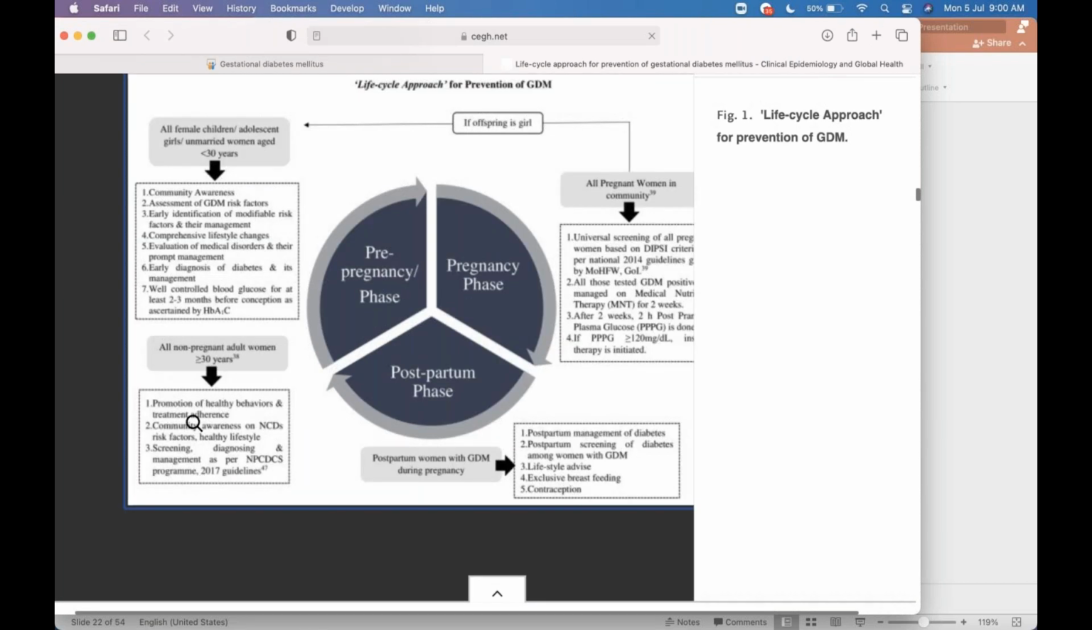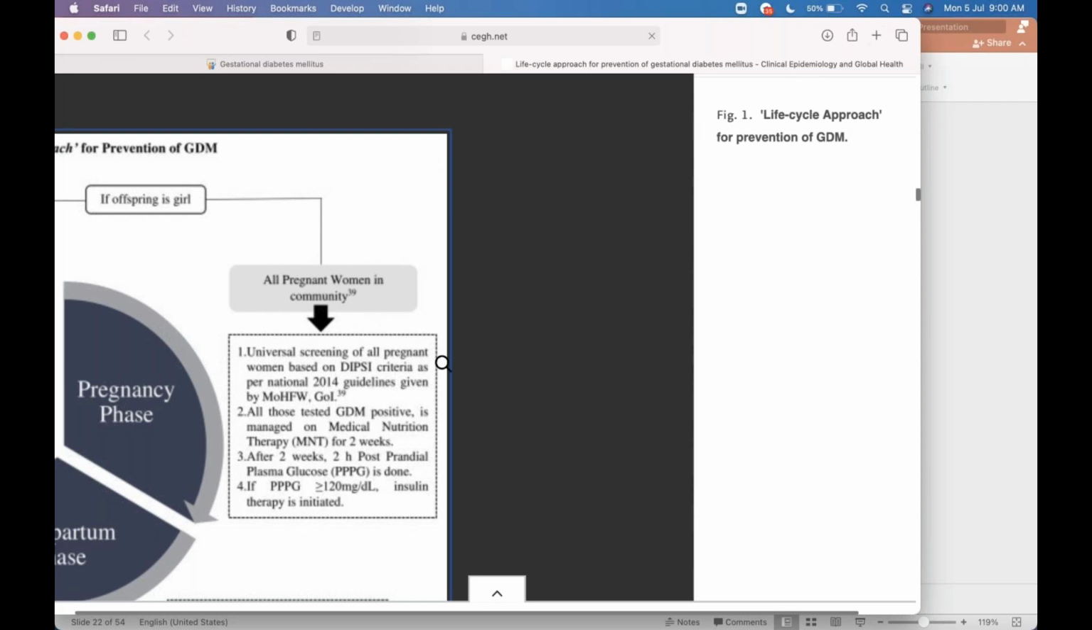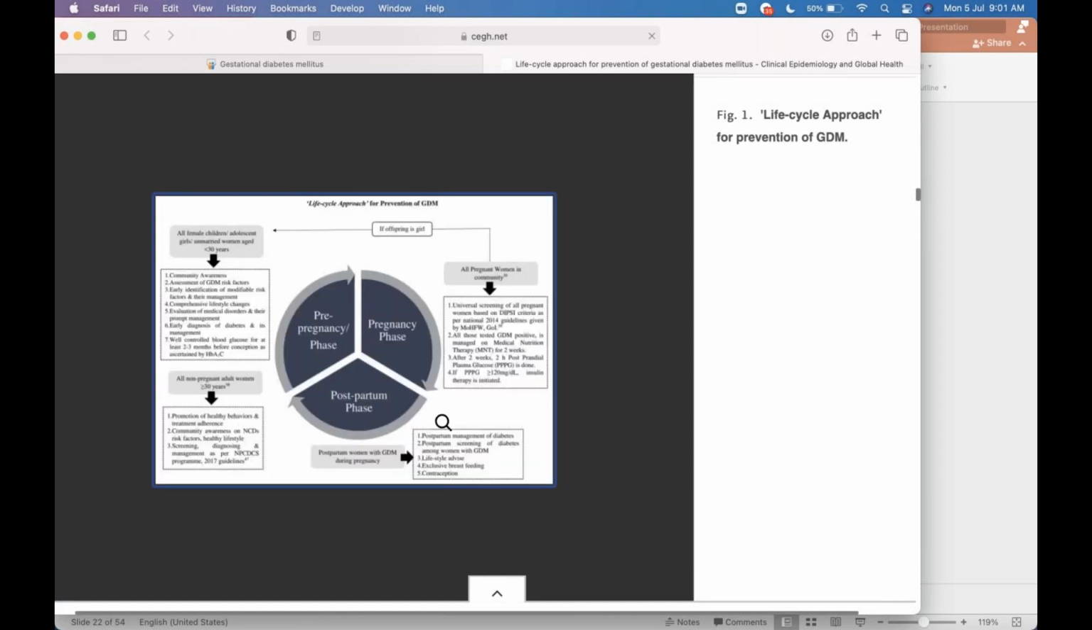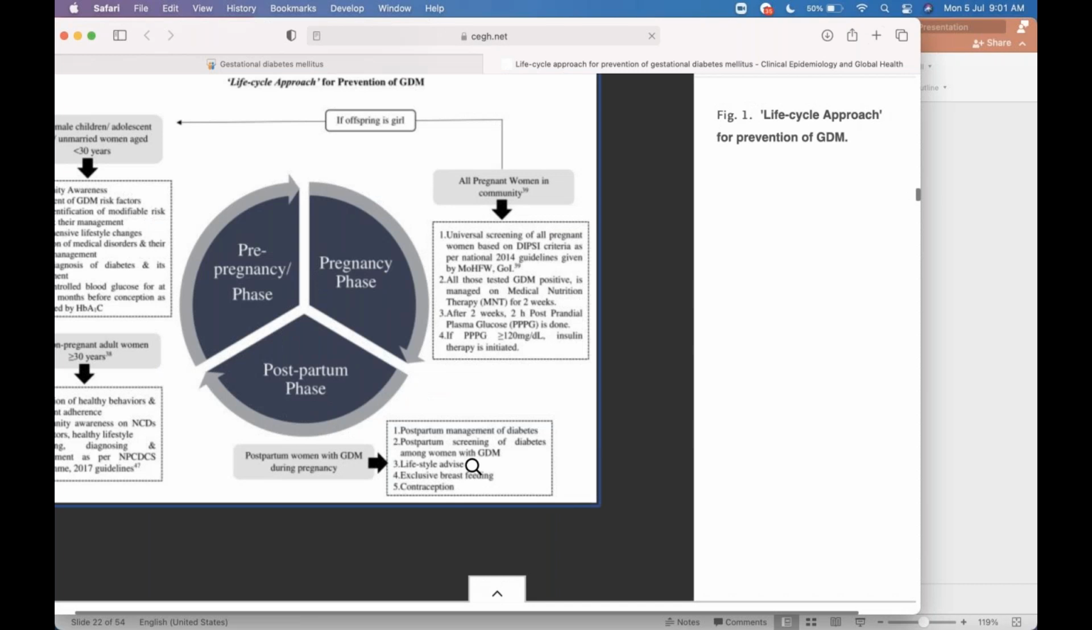So further, you can do the screening, diagnosis, and also management. Though we are not following all these things, in pregnant women in the community the DIPSI criteria has to be used as per the MOHFW Government of India guidelines. We know universal screening has to be done, and MNT for 2 weeks, and after 2 weeks a 2 hour postprandial glucose. We have done that, and we need to keep our target levels where we discussed: 95, 140, and 120. Those are all the things that you have to remember.